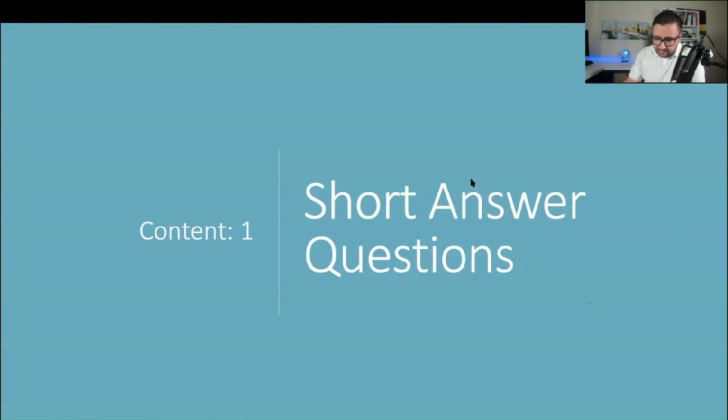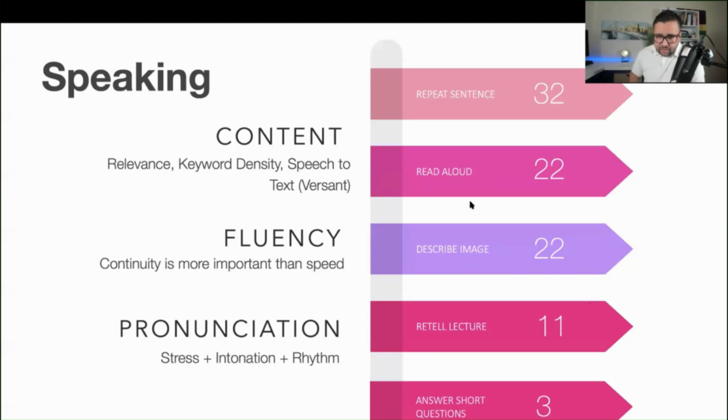Okay, now the next point is how the score in speaking can influence your score in reading and listening. So let's have a look at that as well. So this is how the speaking score is distributed across different sections. We can see here that in speaking, repeat sentence contributes 32 points, read aloud 22 points, describe image 22 points, retell lecture 11 points, and answer short question 3 points only.